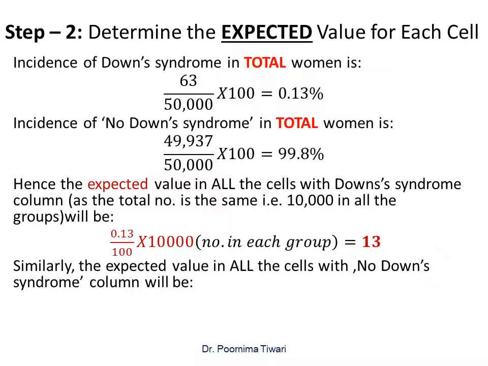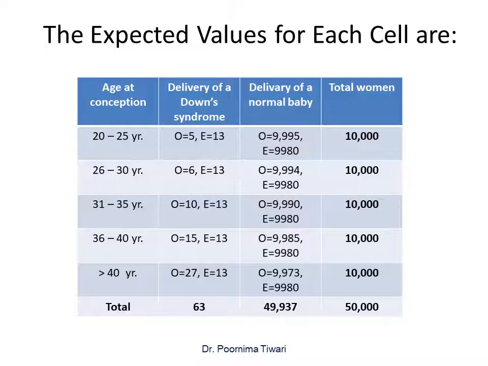Similarly, the expected value in all the cells under the column with no Down syndrome would be 99.8 divided by 100 into the number in each group, that is 10,000, which is 9,980. So here we have entered the expected value in each cell against the observed value.